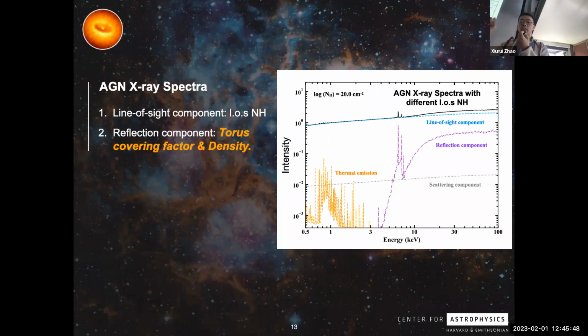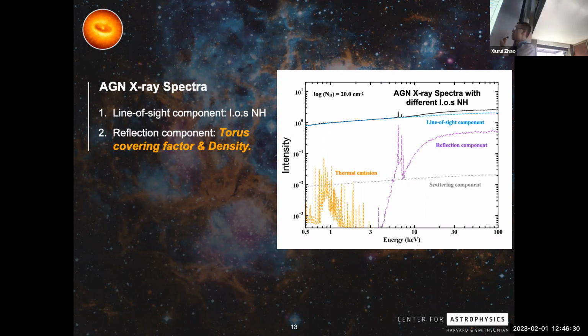And this is the intrinsic corona emission reflected or reprocessed by the dusty torus. So you see a very different shape between the reflection component and the line of sight component. And as this reflection component is reflected by the torus, it contains information about the torus, for example, the covering factor and the density. So the reflection component can tell us the torus properties, and this is the component we want to get, and we want high signal to noise ratio of this component.